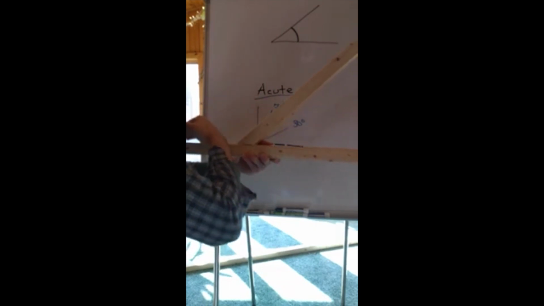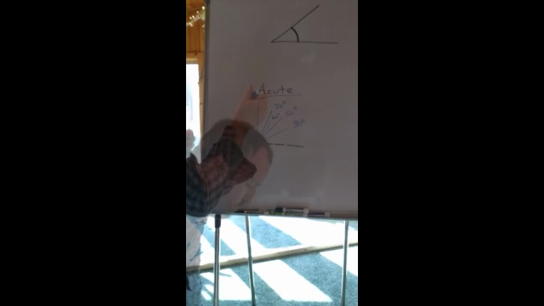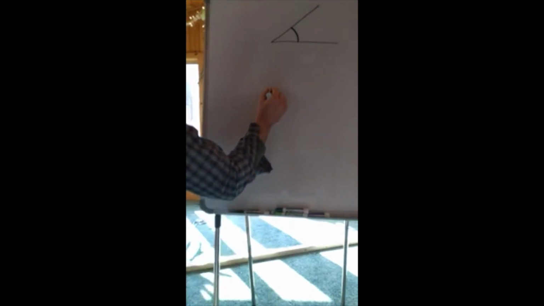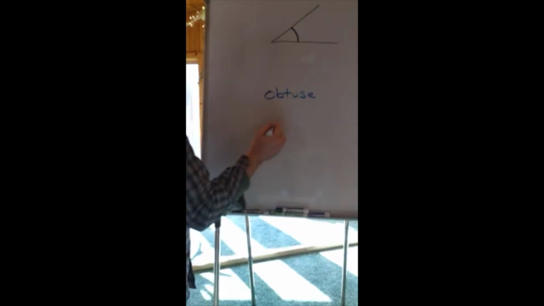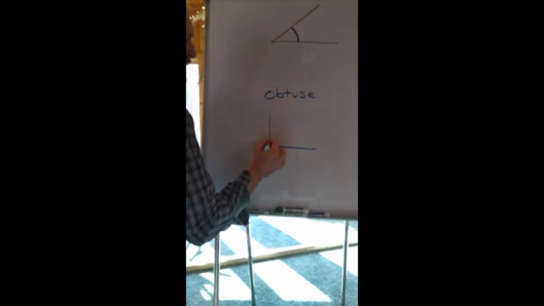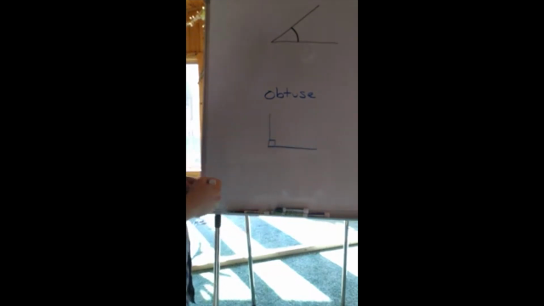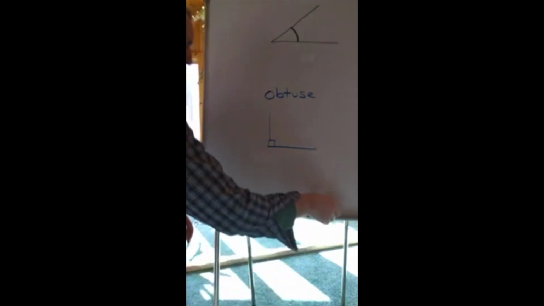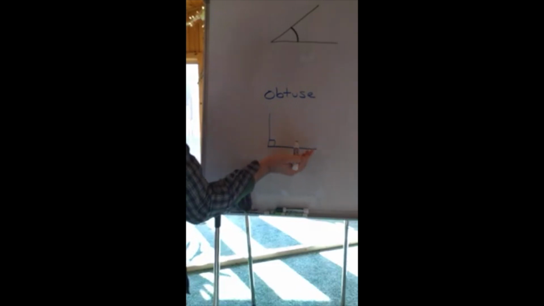And so this is called an obtuse angle. So an obtuse angle, check this out. We have our 90-degree relationship here. This line and this line intersect at 90 degrees to make a right angle. And then an obtuse angle is a line that measures more than 90 degrees.